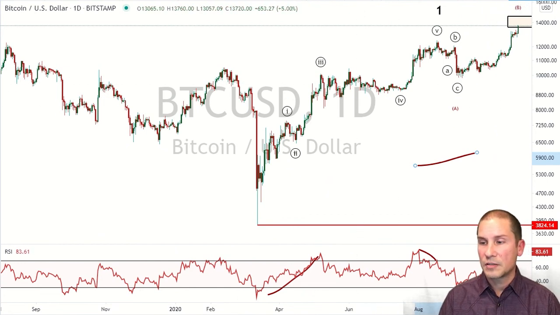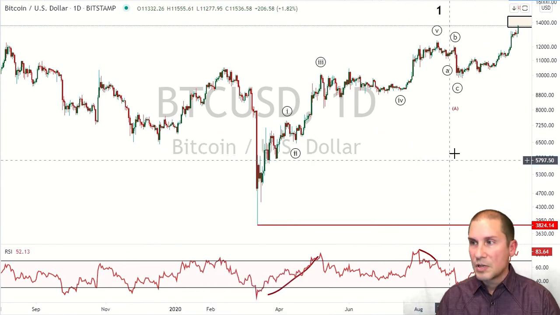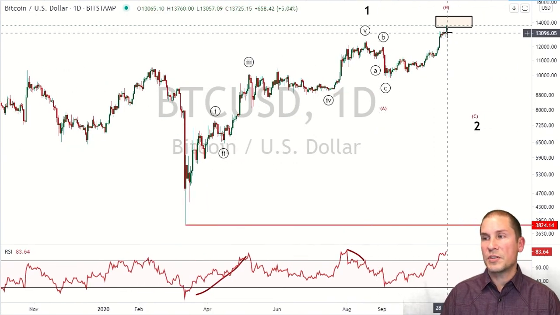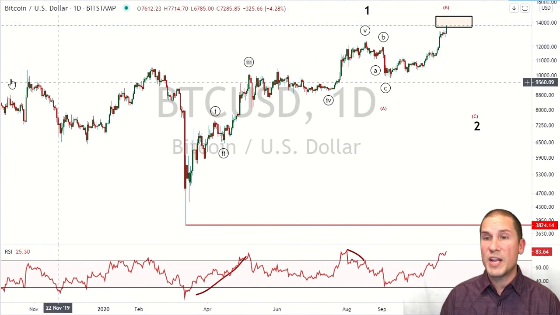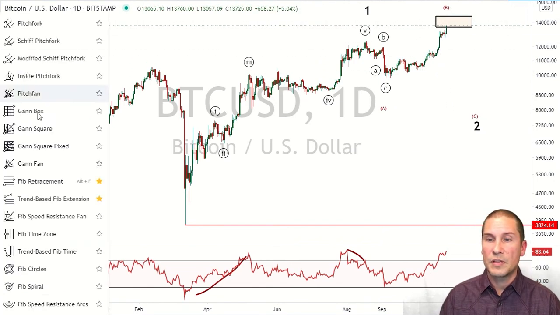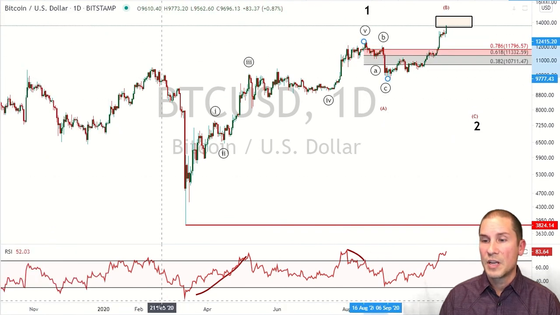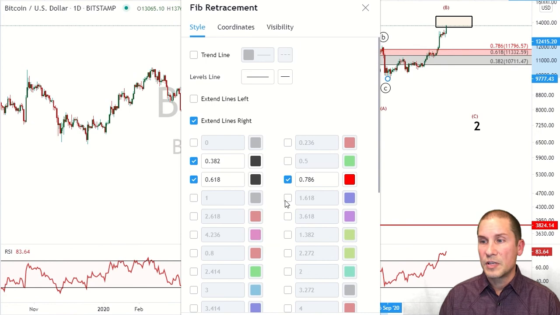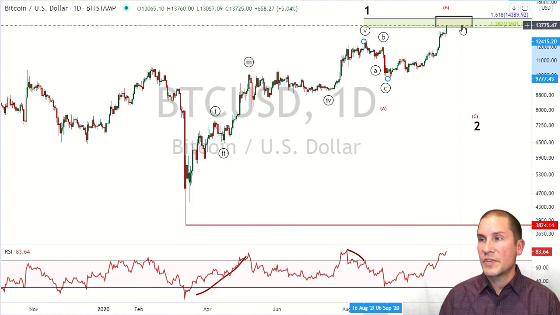So as a result, this is possible, and we can measure out how far B waves typically go. For kicks and giggles, let me just throw this mark out here for you. Typically the B wave is going to run about 1.618 or 1.382. And that happens to be where I've drawn that box. You know, we're right into the lower portion of this box right now.